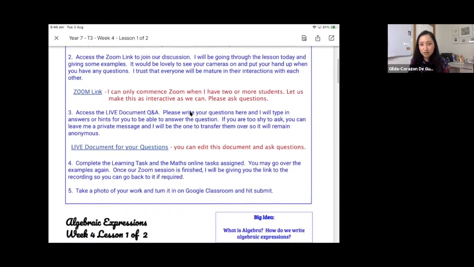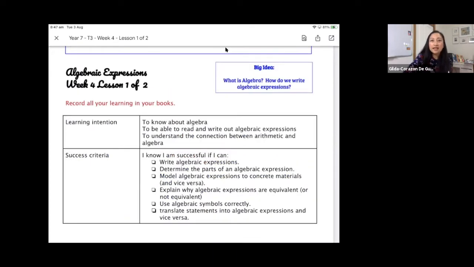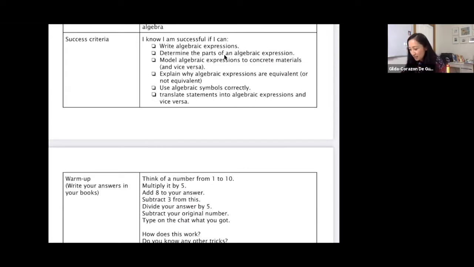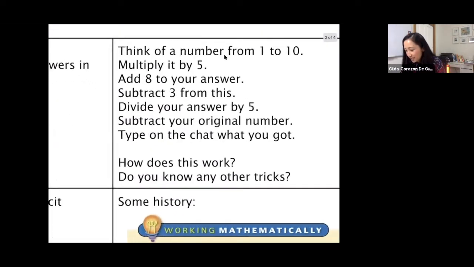Starting with algebra today. Who knows another language other than English here? Now we'll be learning another language. So for those people who say that they only speak English, from today you could say I can also speak Algebraic. All right, because we'll be learning that language today. Let's probably start off with our warm-up today.